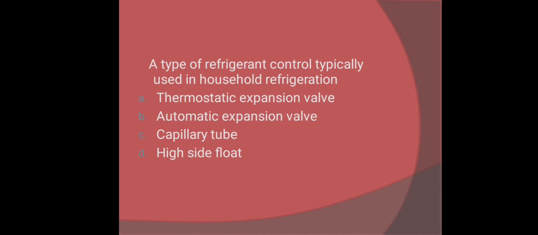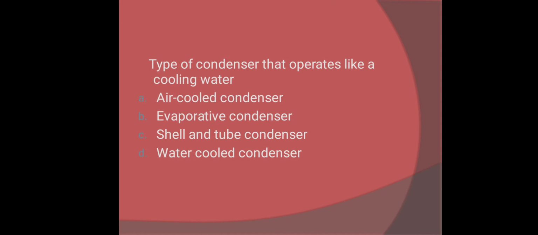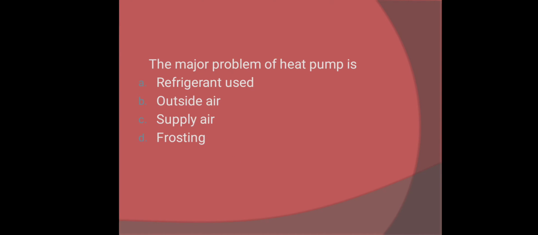Next, a type of refrigerant control typically used in household refrigeration. Sagot natin dyan ay letter C, capillary tube. Next, type of condenser that operates like a cooling water. Sagot natin dyan na evaporative condenser, letter B. The major problem of heat pump is blank. Sagot natin dyan ay frosting, letter D.